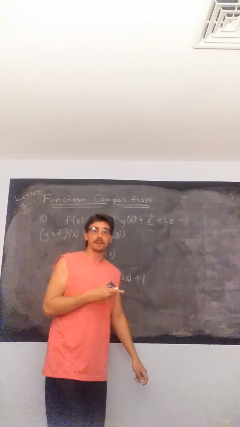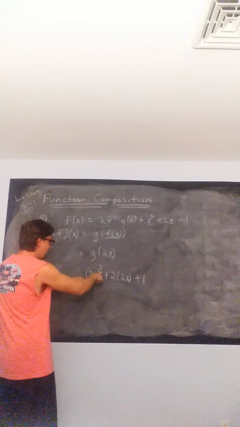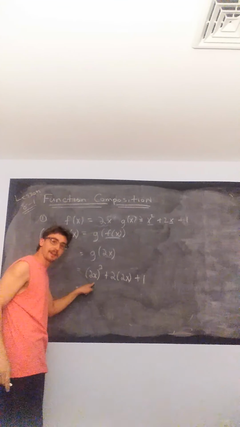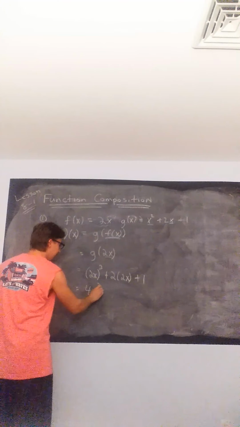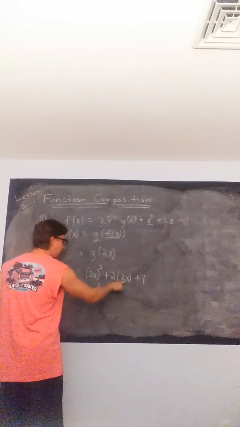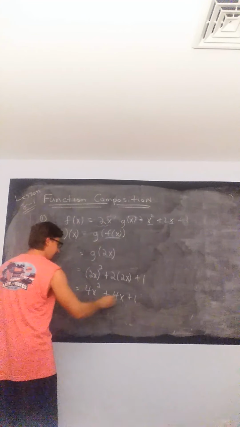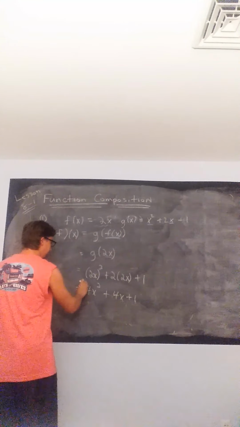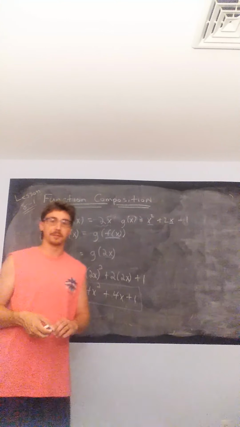Now at this point, you just go ahead and do the stuff that you know how to do. (2x) squared, that means it's 2x times 2x. So that's 4x squared plus 2 times 2x, that's just 4x plus 1. So this is your final answer: 4x squared plus 4x plus 1.